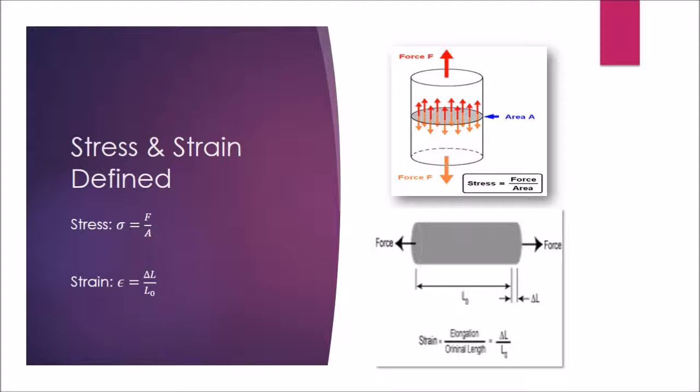Strain describes how a material changes shape under tension or compression up until the point of ultimate stress or failure. Strain is equal to the change in length over the original length.